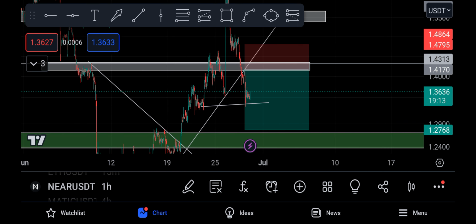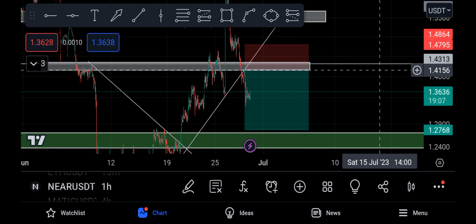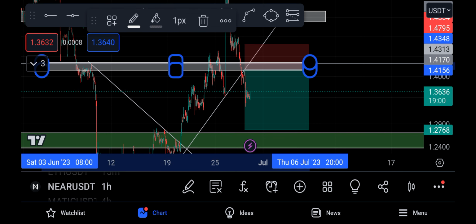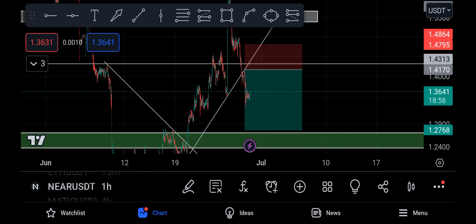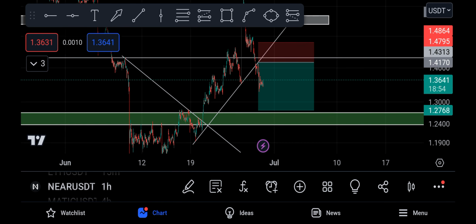My other 25% is still open on NEAR, but if it comes down to this level, it will take me out on break even because I've moved my stop loss to break even. So that is my projection for NEAR. So we wait and see what comes out of it after today.